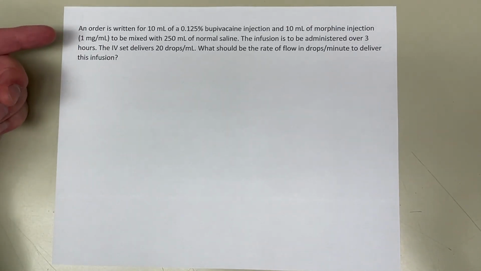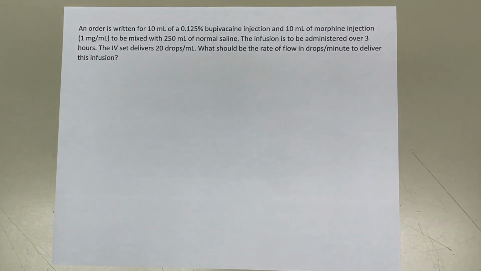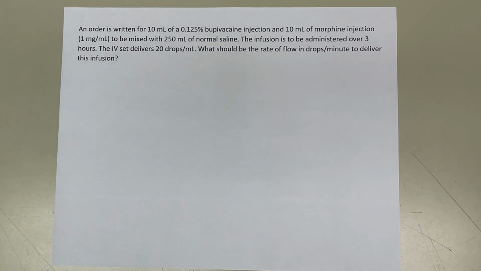An order is written for 10 milliliters of a 0.125% bupivacaine injection and 10 milliliters of morphine injection, 1 milligram per milliliter, to be mixed with 250 milliliters of normal saline. The infusion is to be administered over 3 hours. The IV set delivers 20 drops per milliliter. What should the rate of flow in drops per minute be to deliver this infusion?